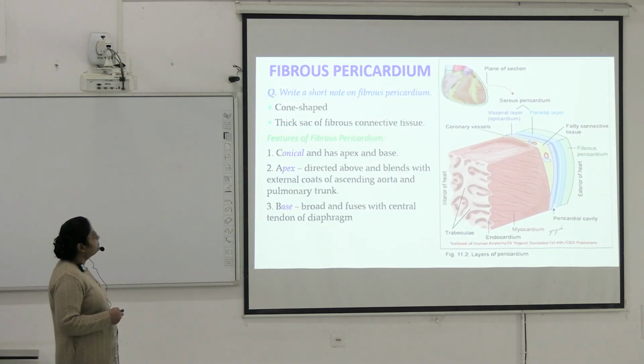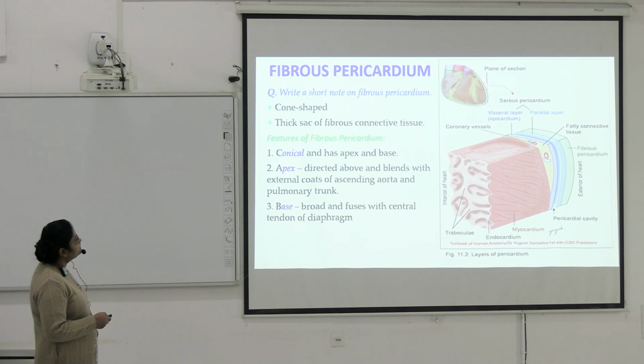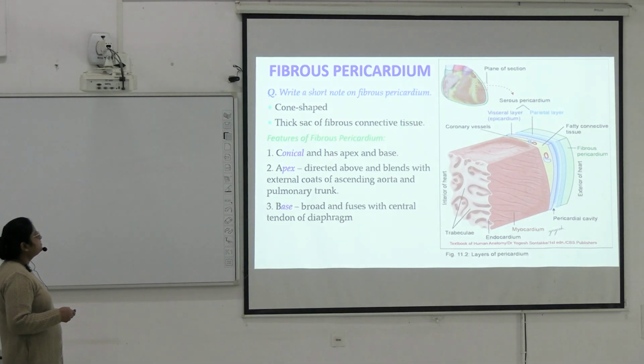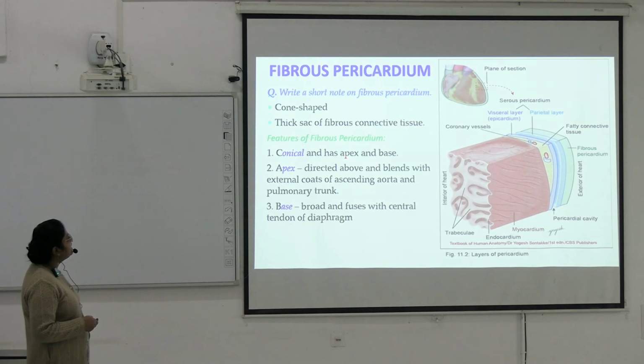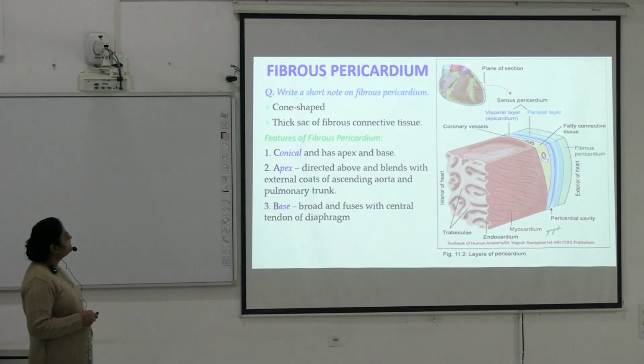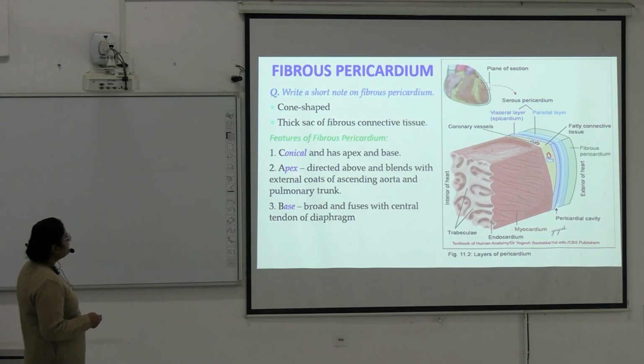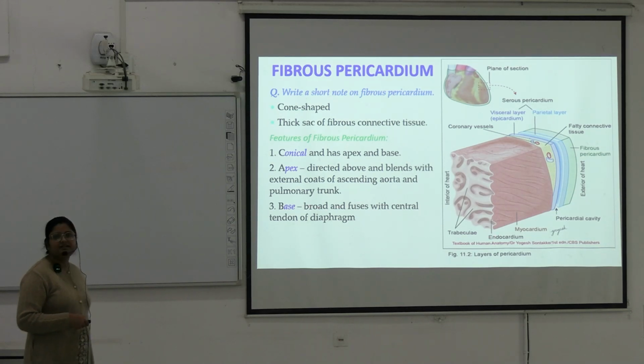So, fibrous pericardium, it is cone shaped. The green colored one is the fibrous pericardium. It is a cone shaped, thick sac of fibrous connective tissue. And these are the features of fibrous pericardium. It is conical and it has an apex and a base. Apex is directed above, where it is enclosing the great vessels, and blends with the external coats of ascending aorta and pulmonary trunk. Base is lying below, broad, and fuses with the central tendon of the diaphragm.